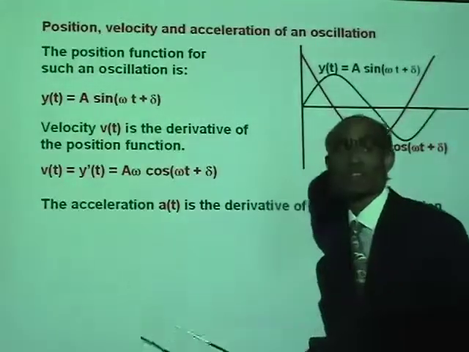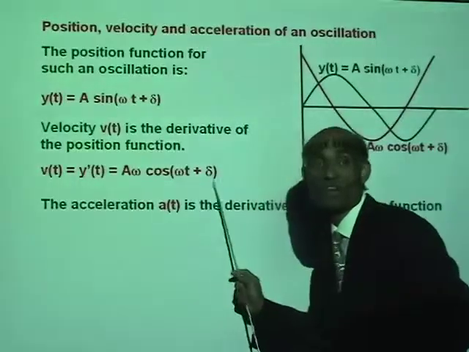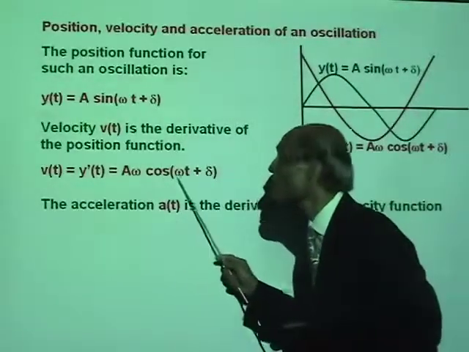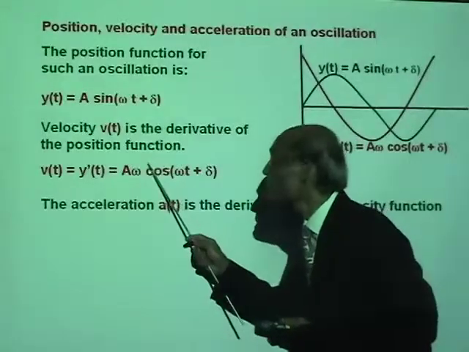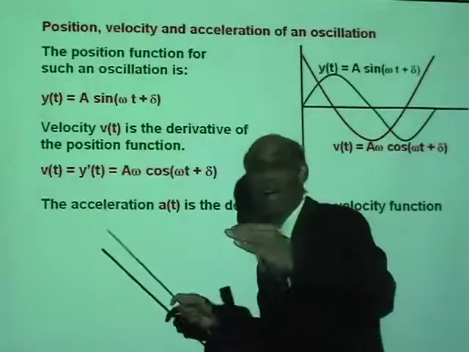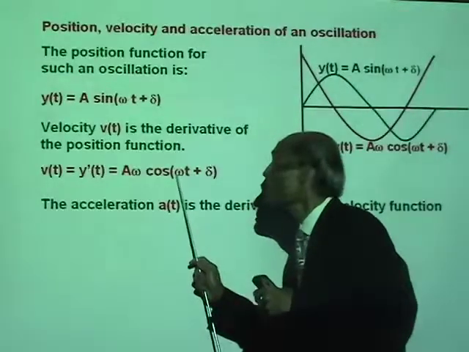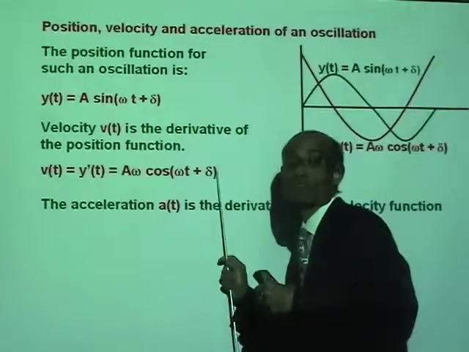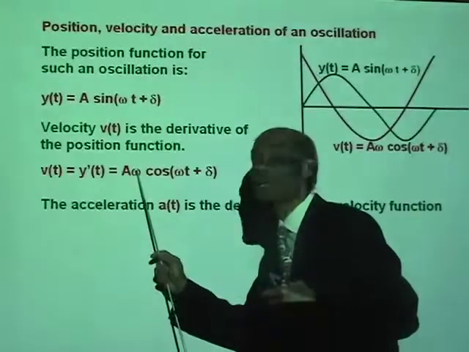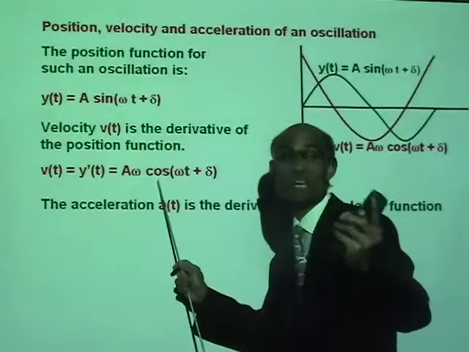What about the acceleration? Acceleration is the derivative of the velocity function. If this is the velocity function, what is the acceleration? Can you find the derivative of this? The derivative of a cosine quantity is negative of sine of the same quantity, and of course you need to then multiply with the derivative of this quantity. Derivative of this quantity is omega. So one more omega will get multiplied here. It will become negative because the derivative of cosine is negative sine.